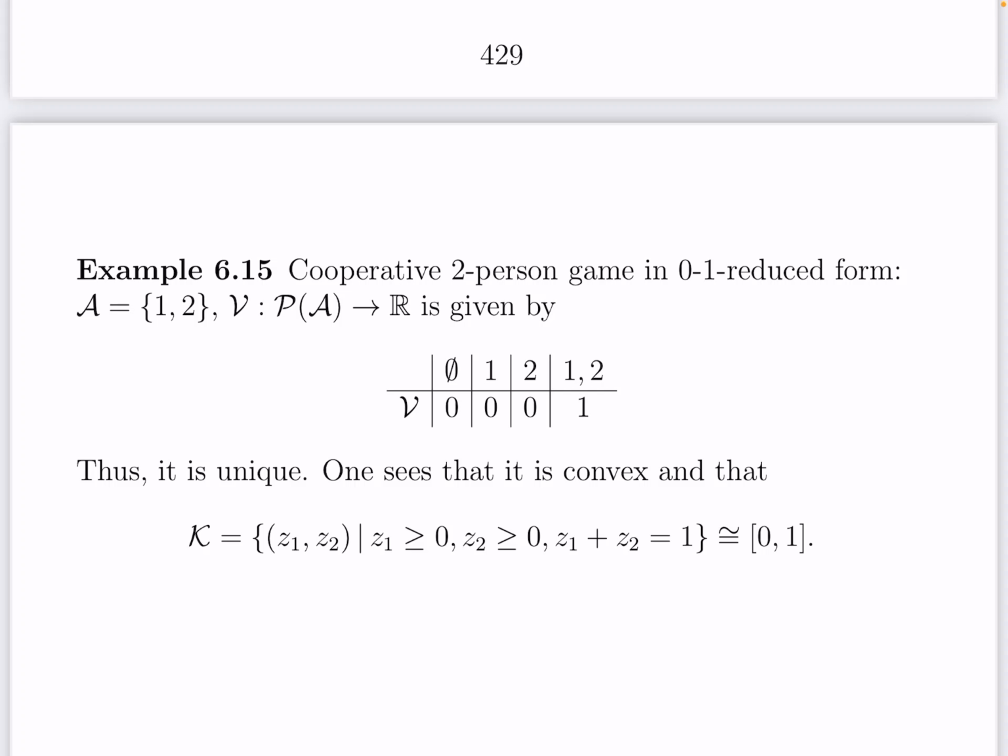So that means 2-person games are not so interesting. Any essential 2-person game can be reduced to a 0-1 reduced form, and that is unique. So there's not much to do. In the case of 3-person games, the situation is much more interesting, and that will come in the next example, but that will be in the next video.